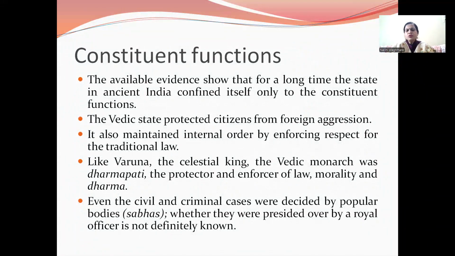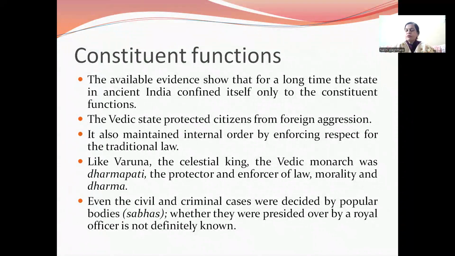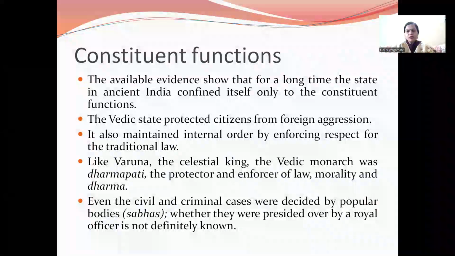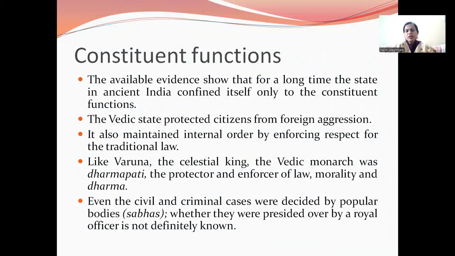Then the constituent functions. The available evidence shows that for a long time, the state in ancient India confined itself only to the constituent functions. The Vedic state protected citizens from foreign aggression. It also maintained internal order by enforcing respect for the traditional law. Like Varuna, the celestial king, the Vedic monarch was Dharmapati, the protector and enforcer of law, morality, dharma. Even civil and criminal cases were decided by popular bodies, the sabhas.